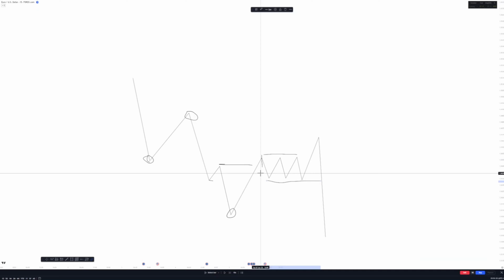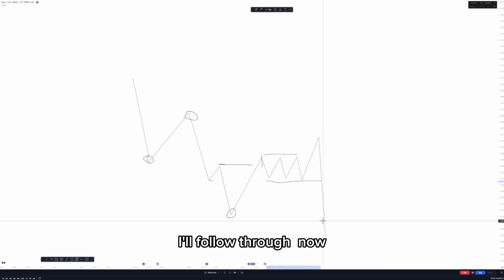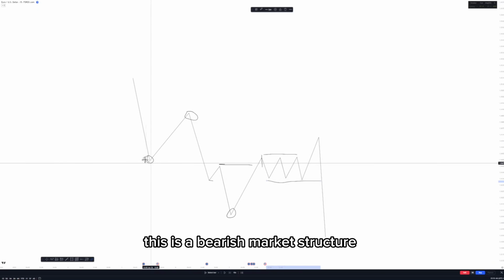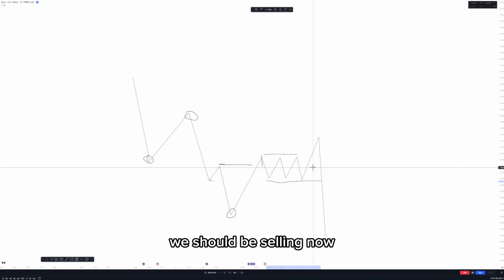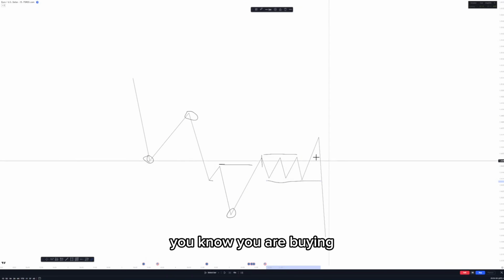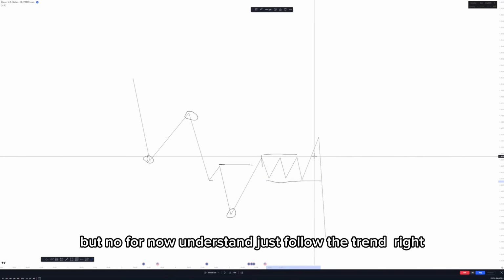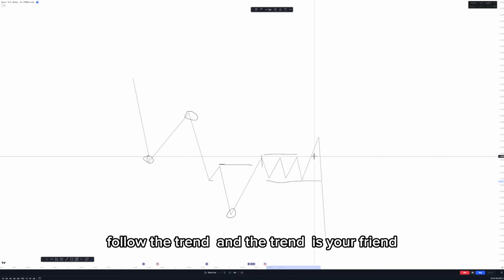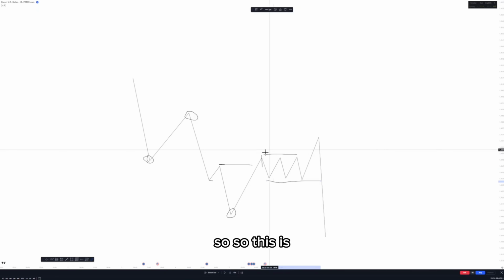So now that I've got the bias and I understand the area of liquidity, and I know that based on my bias I'm interested in selling, what do I wait for? I need to see a raid of the Asian high, then look for a displacement and follow through. Now understand that this is a bearish market structure, so we should be selling. There are going to be some scenarios whereby you are buying, but for now, just follow the trend, and the trend is your friend.